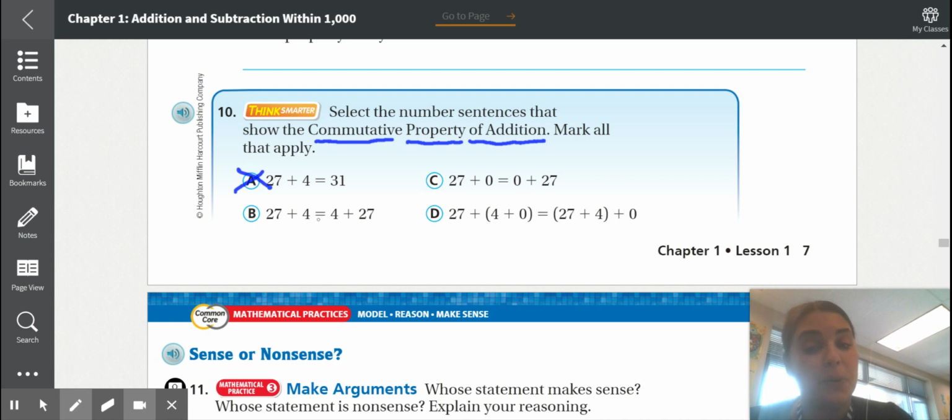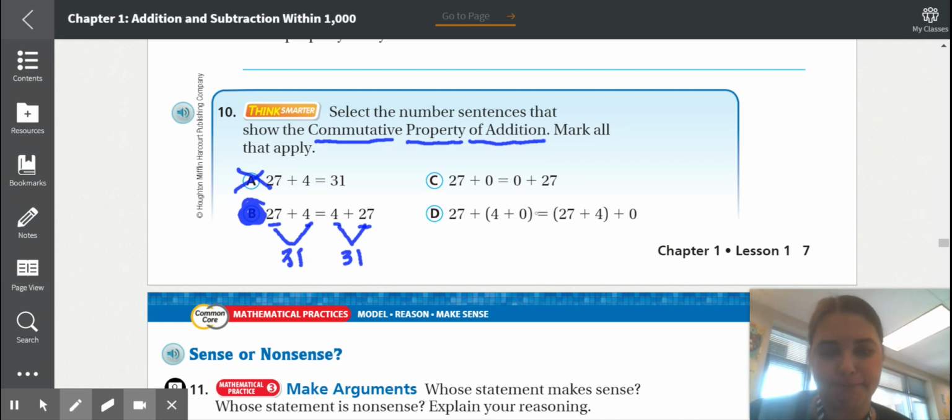27 plus 4 equals 4 plus 27. Well, what's first on this side? 27 and 4. Okay, and then on this side is 4 and 27. Are they taking add-ins and putting them in a different order? Yes. 27 plus 4 equals 31. And 4 plus 27 also equals 31. So is this showing the commutative property? Yes. So we are going to circle that one.